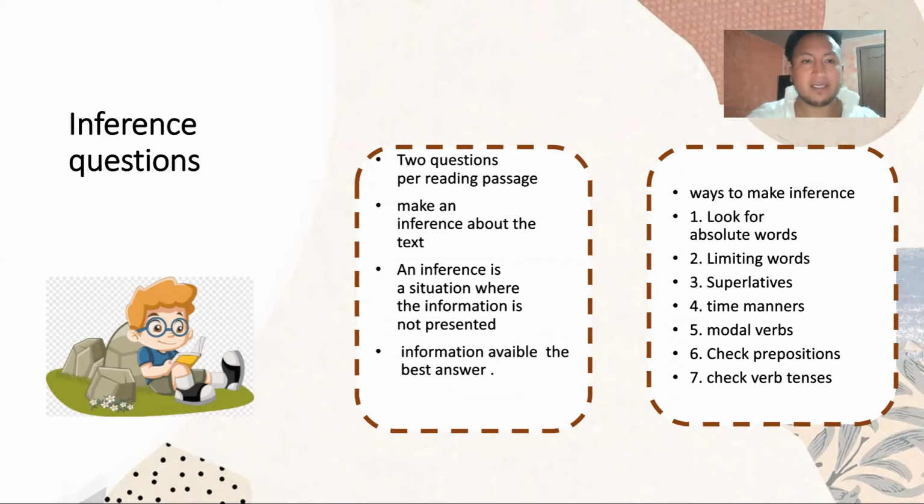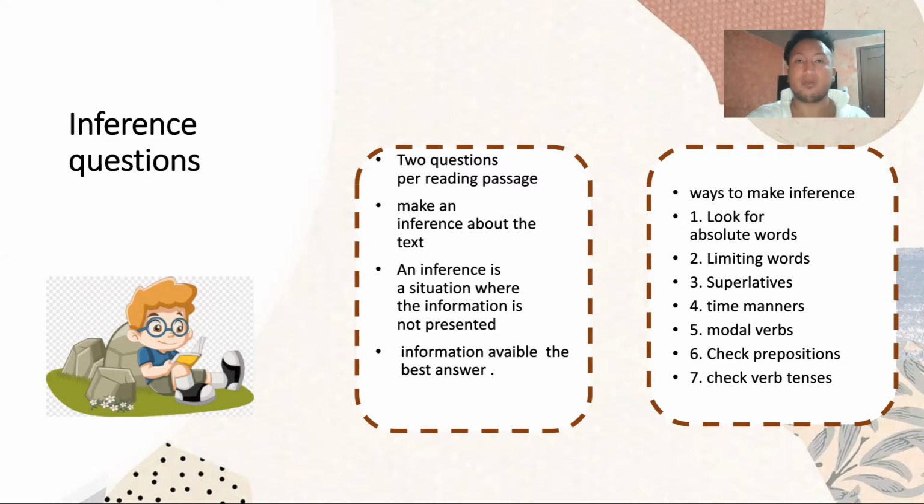There are many ways to make an inference. For example, first look at absolute words such as always, never. Second, look for limiting words such as usually, rarely, often. Third, look for superlatives such as most, least, farthest. Fourth, look for limiting markers such as first, second, later, next, etc.